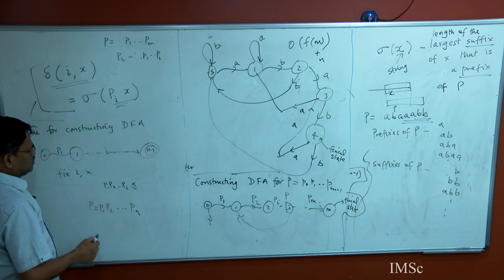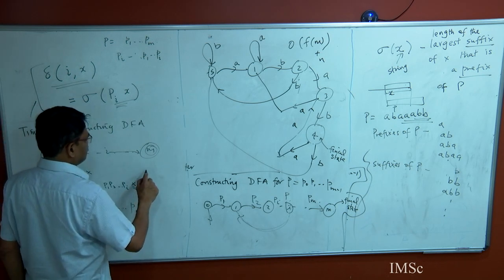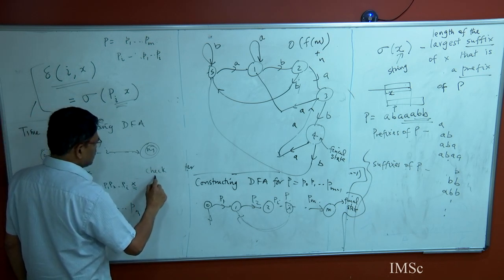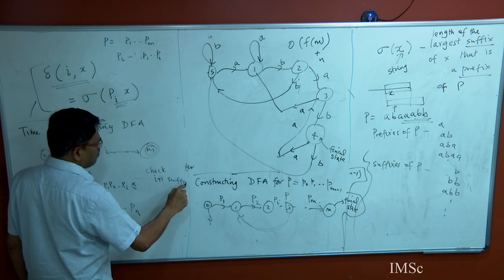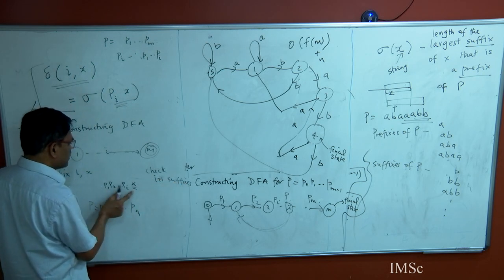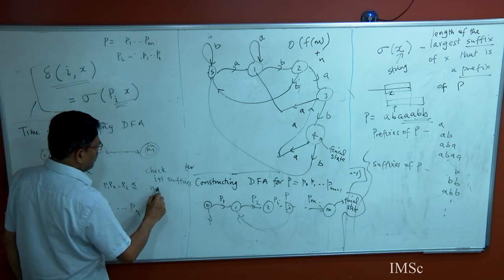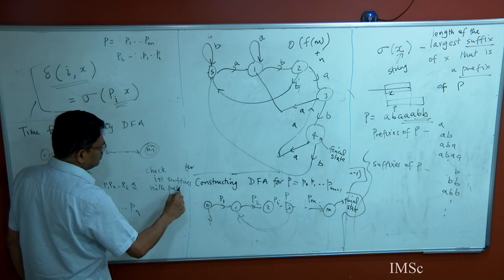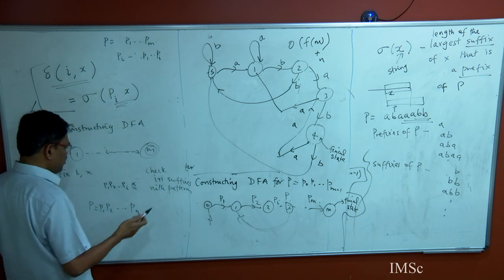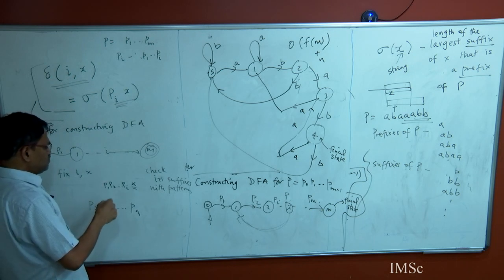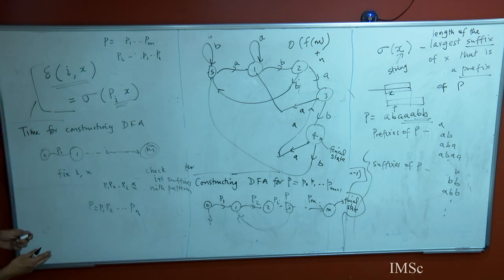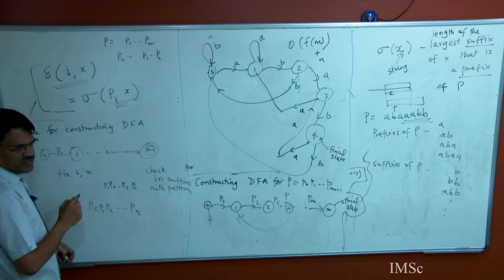So you are going to check I plus 1 suffixes. There are I plus 1 suffixes, and for each one you are going to test with the pattern. Even if you give yourself I time for each one of them, that is like I square time to compute this for a fixed I and a fixed x.